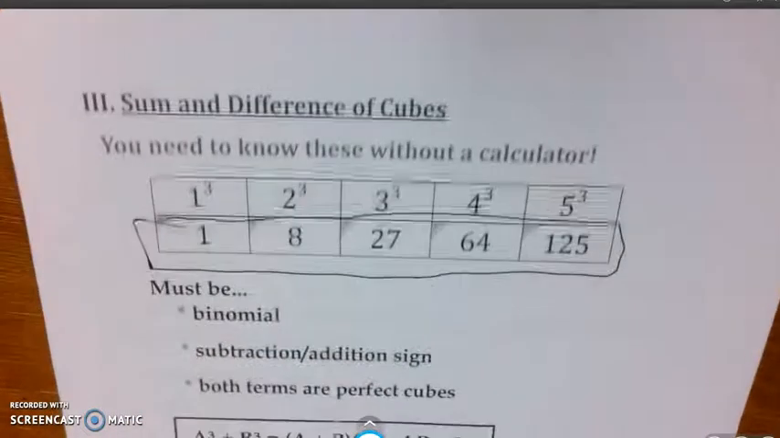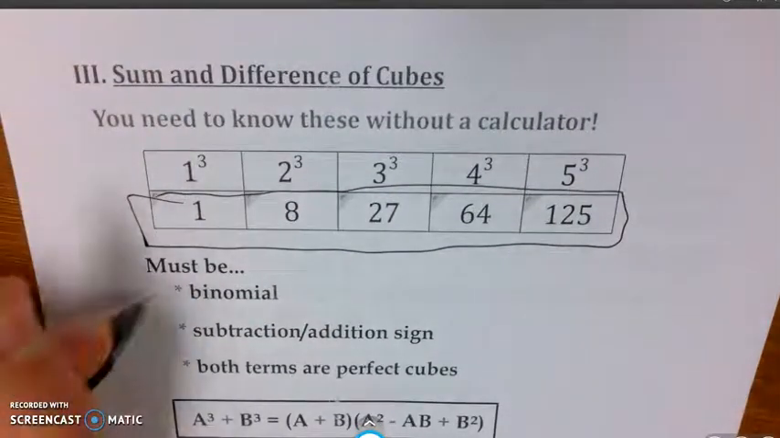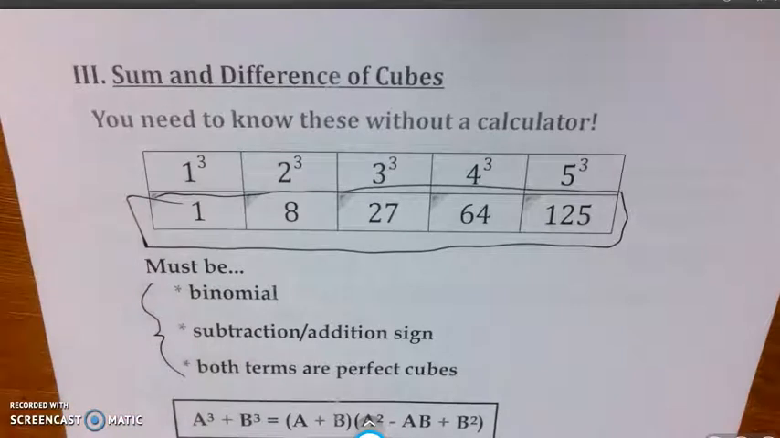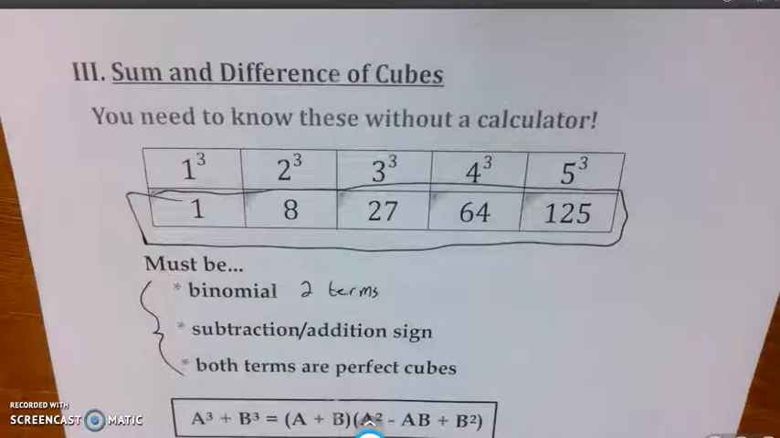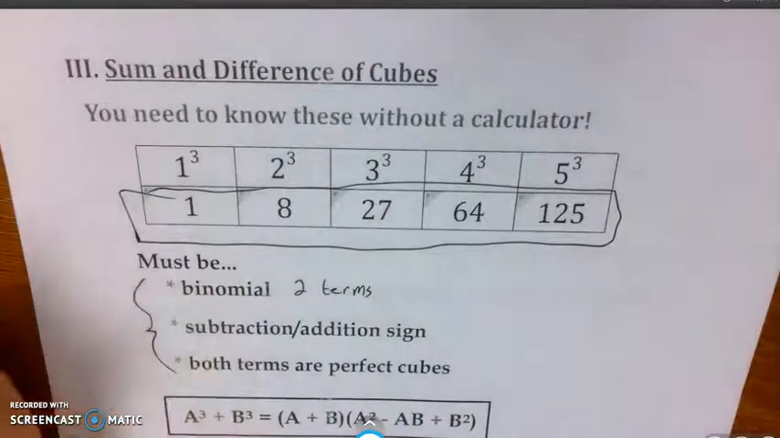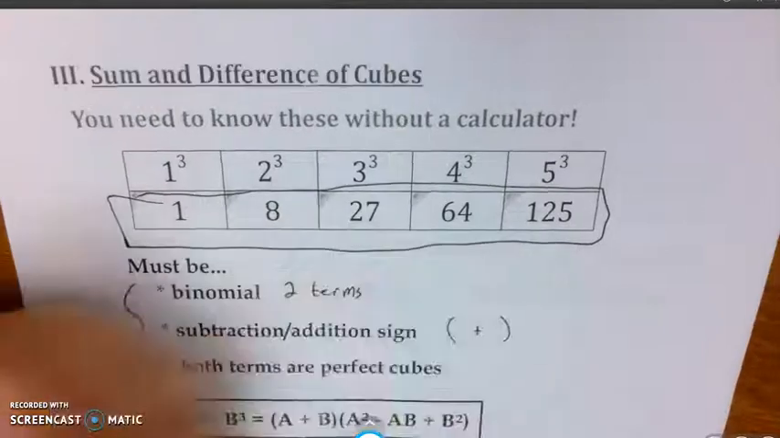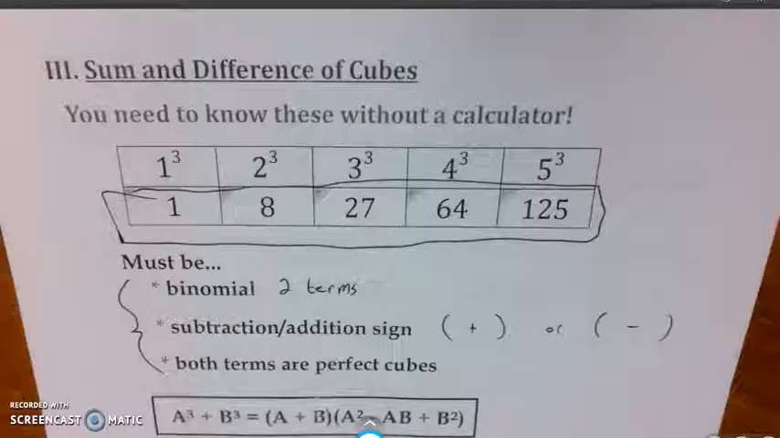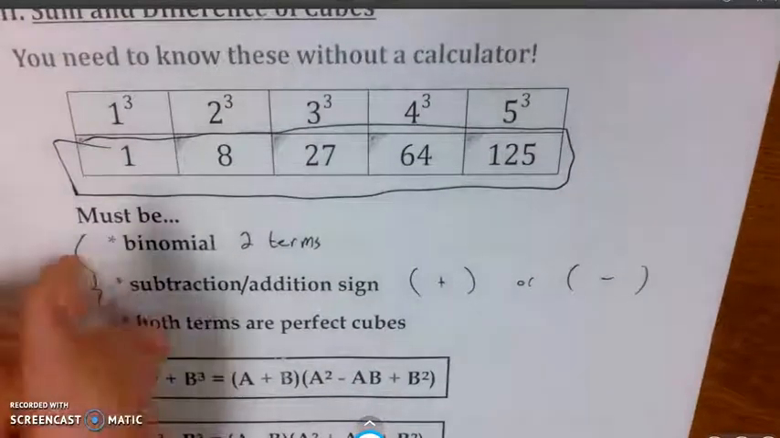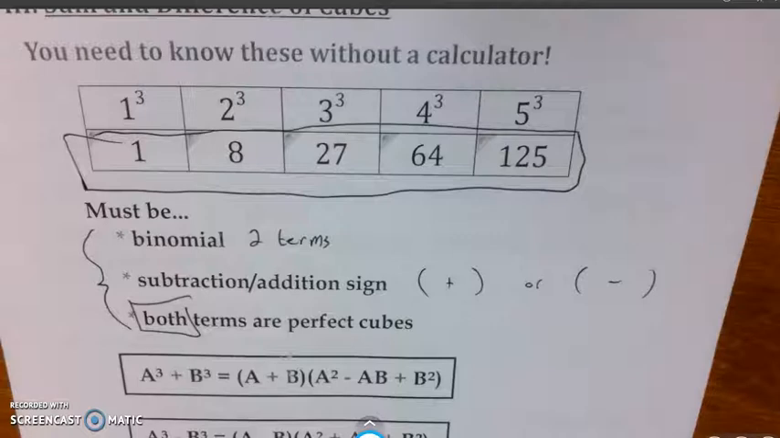So once you have these down, in order to use this pattern, the sum and difference of cubes, we have 3 criteria that need to be met. First off, binomial means it has to have 2 terms. Subtraction or addition sign, so no multiplying, dividing, has to be either something plus something or something minus something. And both terms are perfect cubes.